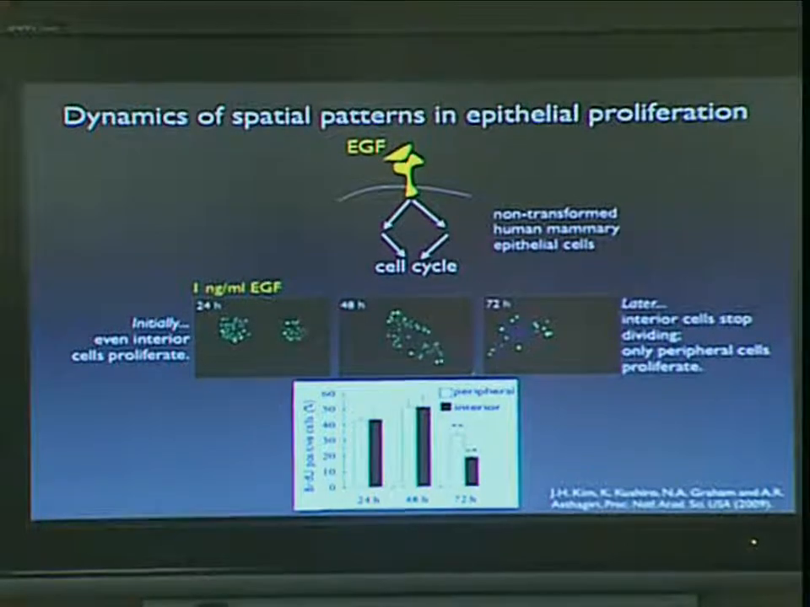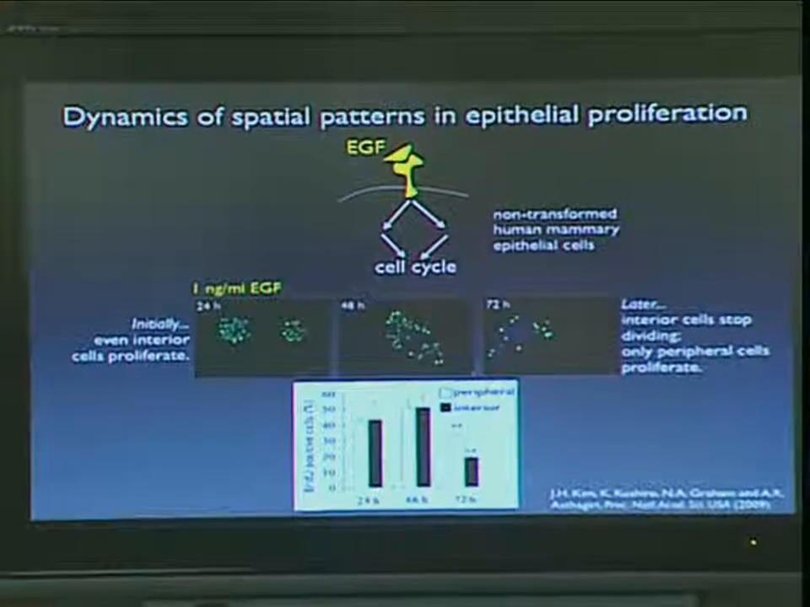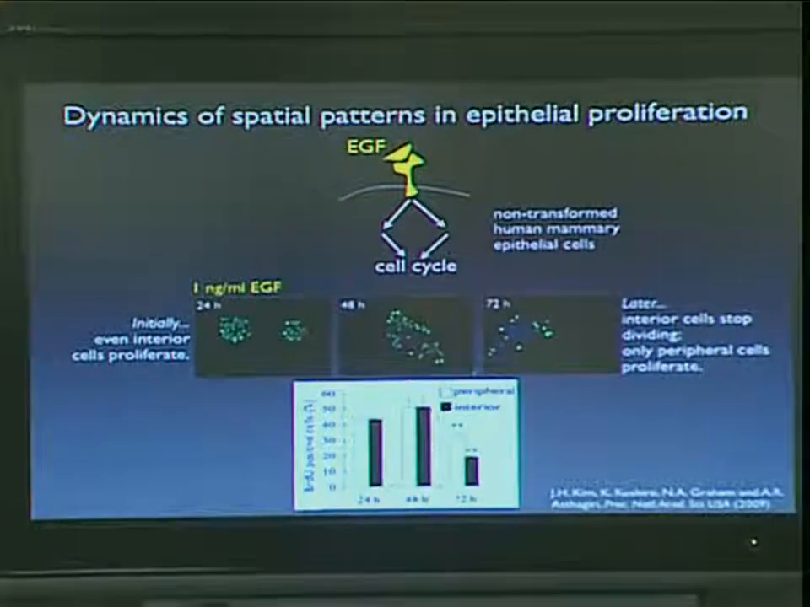And you can quantify this as shown in the bottom, where we're looking at the percentage of cells that are on the periphery or in the interior that are undertaking DNA synthesis. And only at the later time point, at 72 hours, you see a spatial difference, okay, a pattern.